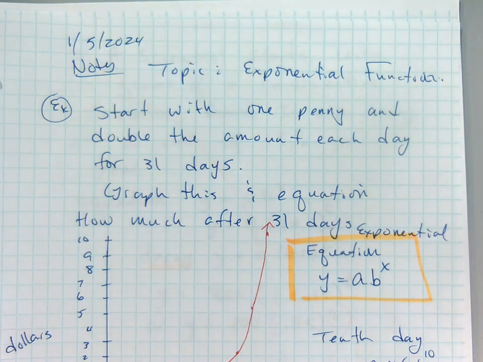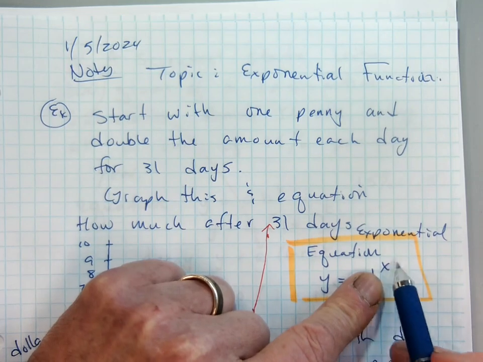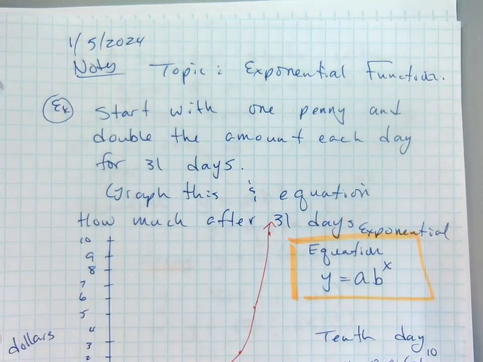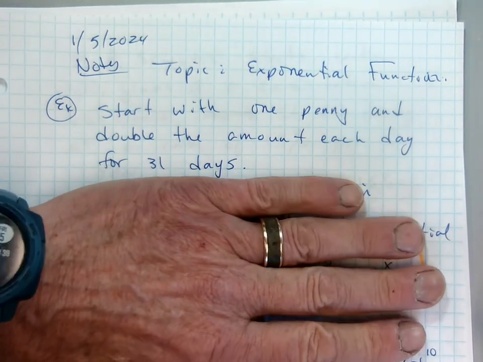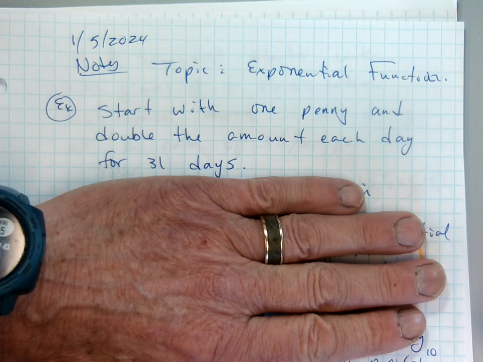Okay, everybody, today we were talking about exponential equations or exponential functions. So if the exponent is the variable, or x, it's going to be an exponential equation. Okay, so we started off with a topic, and I said, okay, what if you start with 1 penny, and you double that every day for 31 days, right?